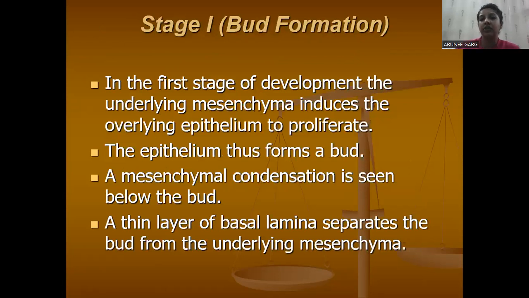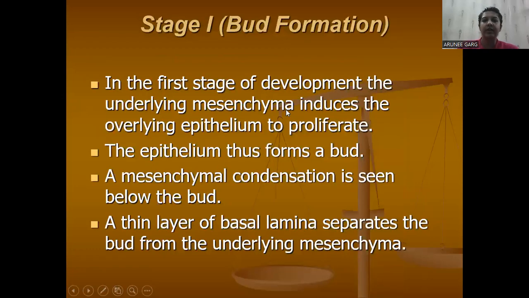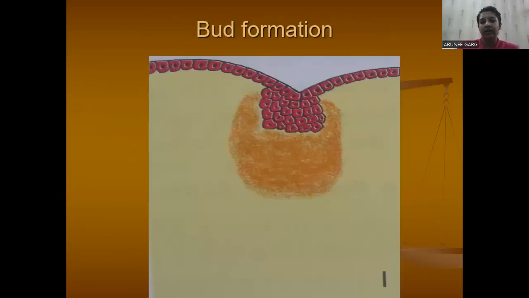So the first stage in the formation of the gland is called bud formation. In the first stage of development, the underlying mesenchyme induces the overlying epithelium to proliferate. So the epithelium thus forms a bud. A mesenchymal condensation is seen below the bud, right here. This is the mesenchymal condensation, and this is the bud formation. You can see the proliferation of the cells. A thin layer of basal lamina separates the bud from the underlying mesenchyme.